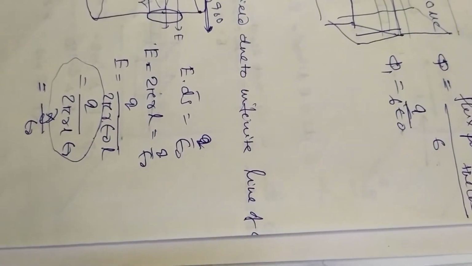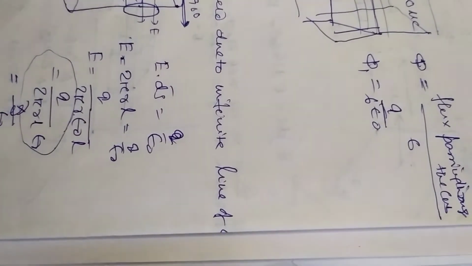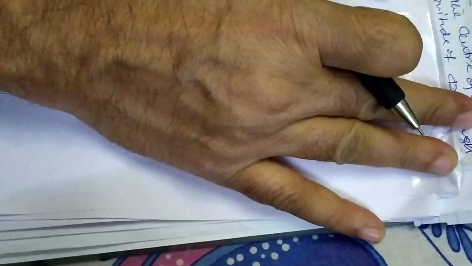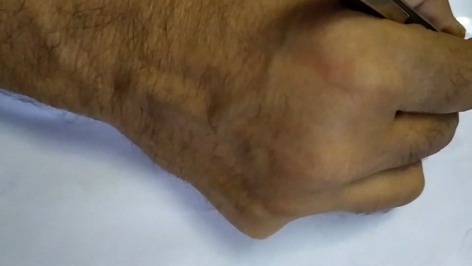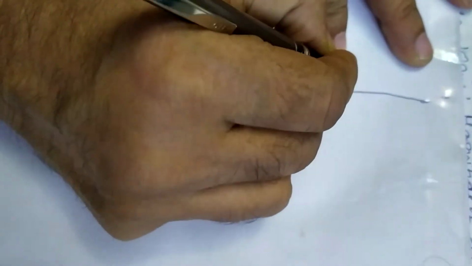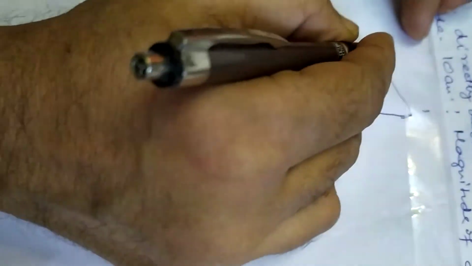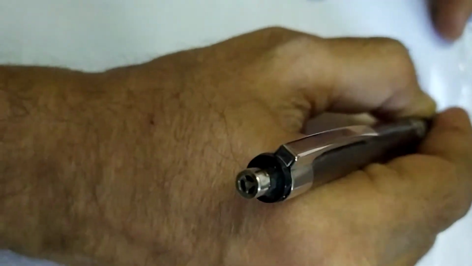Okay, so we'll be doing another sum, that is the second part of it. Suppose this is the surface area that we have drawn. So the surface area is like this, and it is inclined. The electric field is inclined at an angle of 60 degrees, as given.